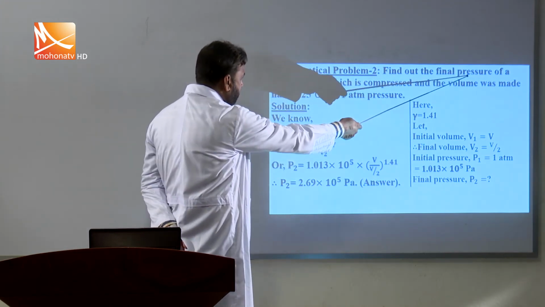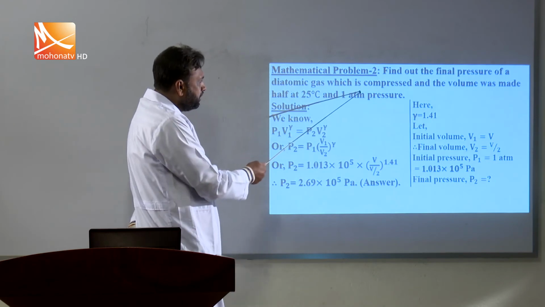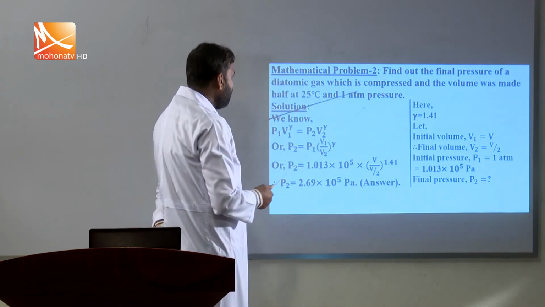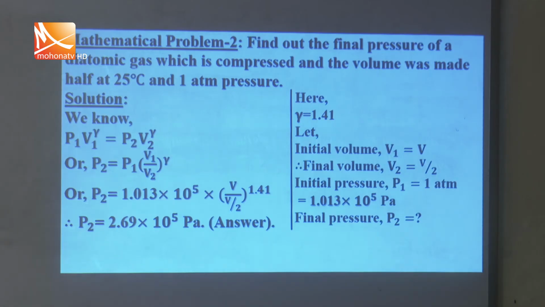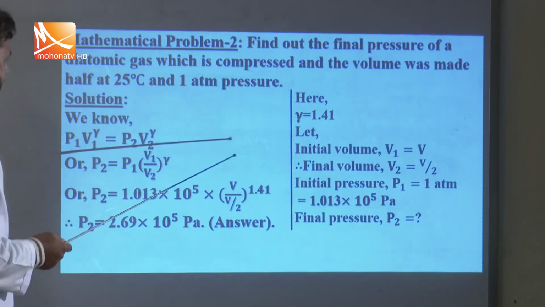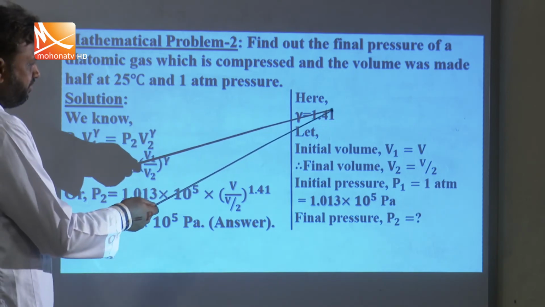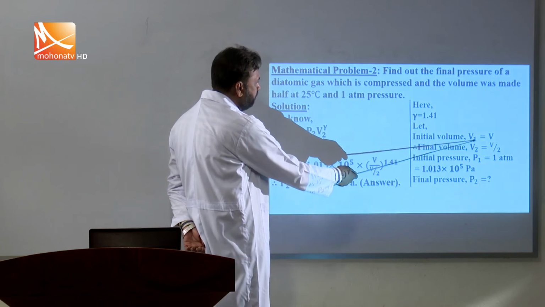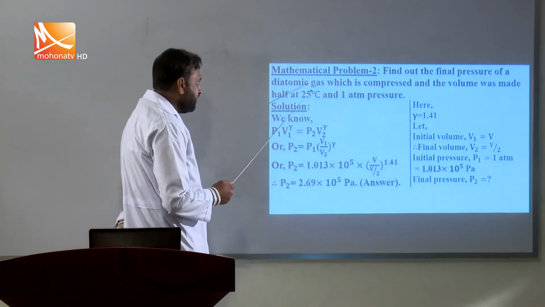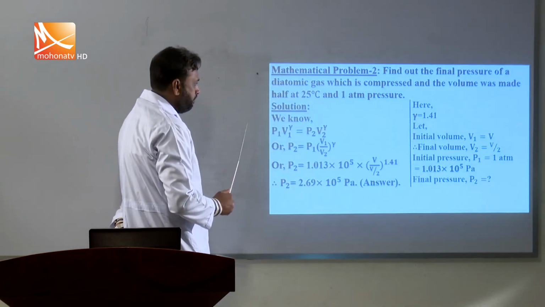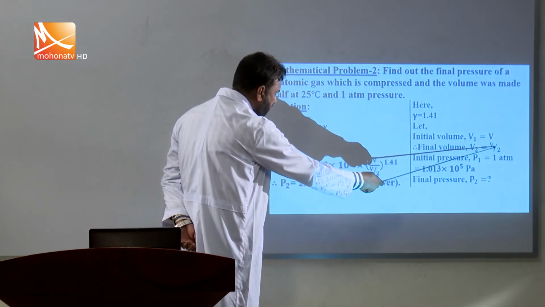Find out the final pressure of a diatomic gas which is compressed and the volume was made half at 25 degrees Celsius and 1 atmospheric pressure. Dear students, you know the value of gamma for diatomic gas is 1.41. So the given information is gamma equals 1.41. Let initial volume V1 equal V, therefore final volume V2 equals V by 2. Since here volume was made half, for this reason final volume V2 equals V by 2.